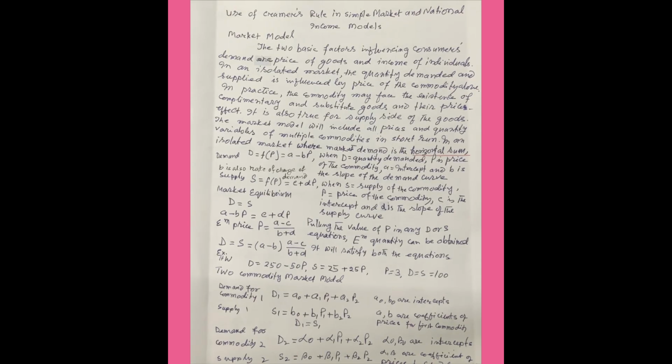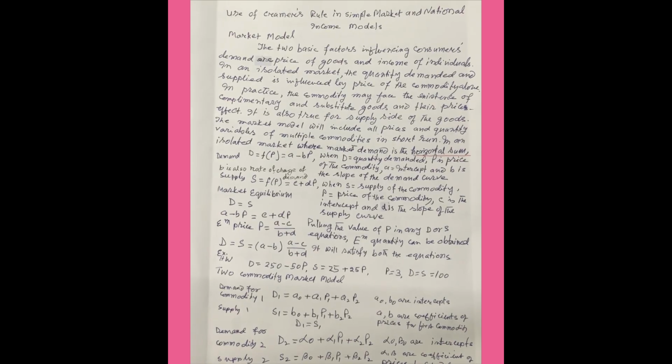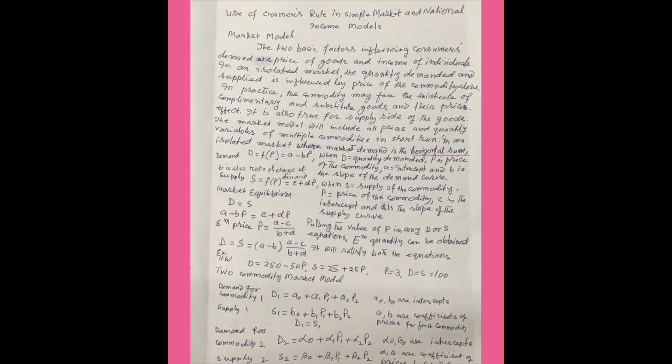Because in practice, we find that a commodity may face in the market the situations of complementary and substitute goods. So in the market, there are many goods, some are substitutes and some are complementary goods, and they have their own price effect. So demand of a particular commodity will also be influenced by the complementary and substitute goods. It is also true for the supply side of the goods.